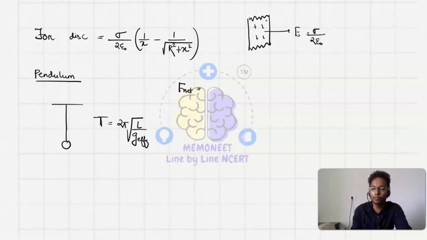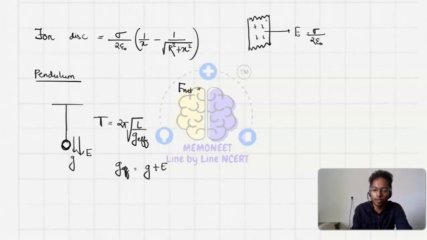Okay, then for the pendulum, we have the pendulum that is like this. We have the time period of the pendulum that is 2 pi under root of L by g effective. So g effective can be changed in various positions. Let's say if the electric field is downwards and g is also downward, okay, so we have g effective, that is equals to g plus a.